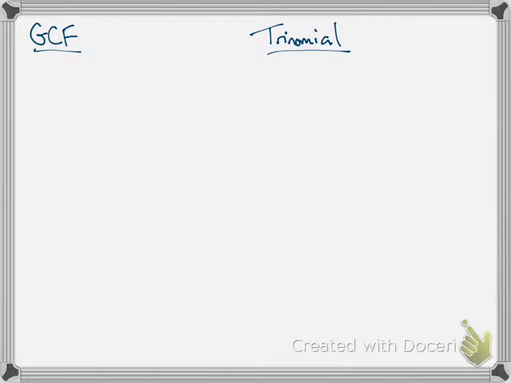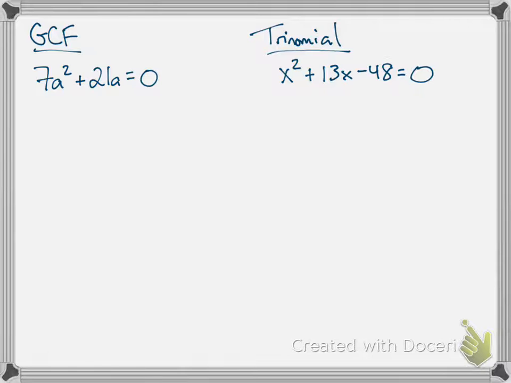So let's say I gave you a problem like this. Let's say I did 7a squared plus 21a equals 0. That'll be my GCF problem. For my trinomial, let's go x squared plus 13x minus 48 equals 0. We'll do something different there. So again, if you want to try these, hit the pause button, see if you can factor them apart and solve. Otherwise, here's your explanation.